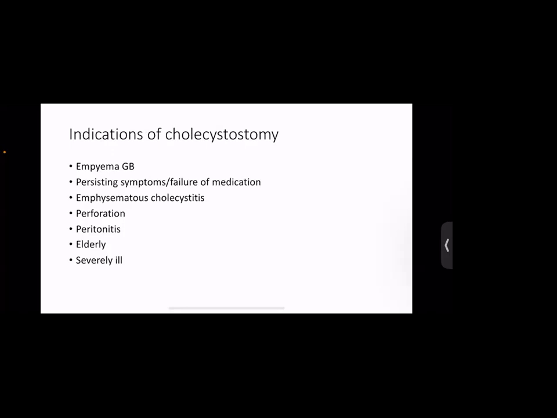Indications of a cholecystostomy: patients that have empyema gallbladder, persisting symptoms or failure of conservative management, patients with emphysematous cholecystitis, which rarely happen, but if they do happen, is an indication to stop conservative management and advance to either cholecystostomy or cholecystectomy in the elderly patients and the severely ill patients.